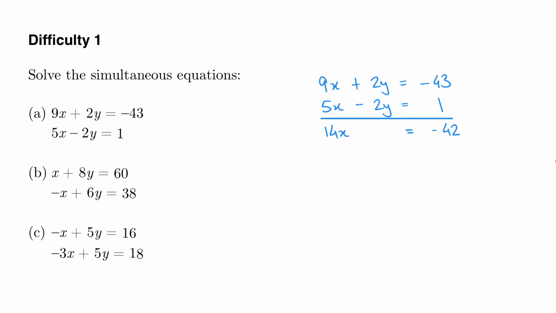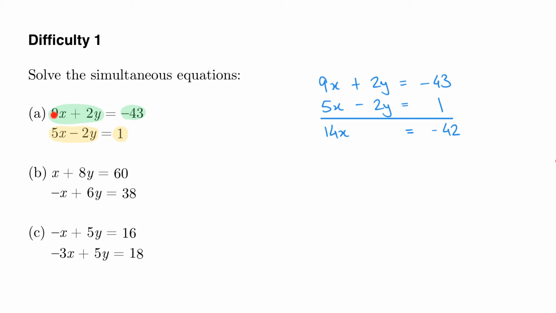But wait a minute, we know that negative 43 is worth 9x plus 2y. Whatever those are, negative 43 is equal to that. And we also know that 1 is worth 5x minus 2y. Again, we don't know what x and y are, but we know that 5 lots of x minus 2 lots of y is worth 1. So if I add the green and the yellow quantity together, and that's negative 42, well, the green and the yellow quantity over here should also add together to be negative 42.